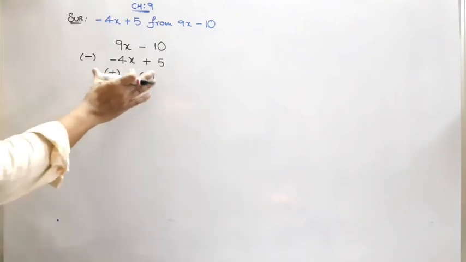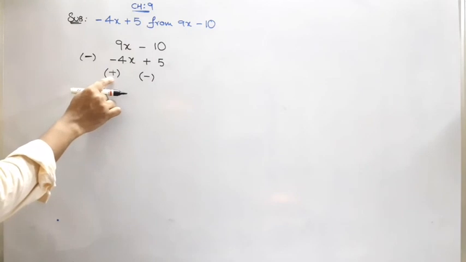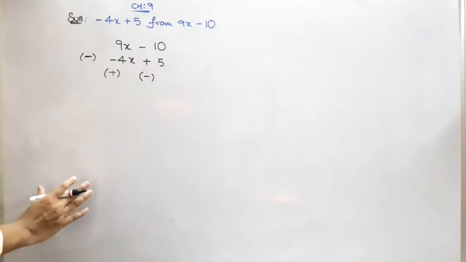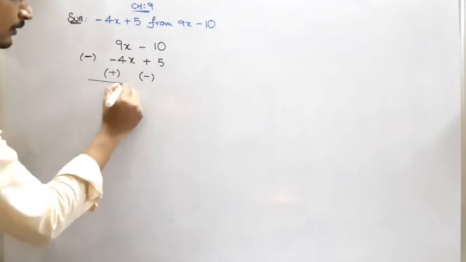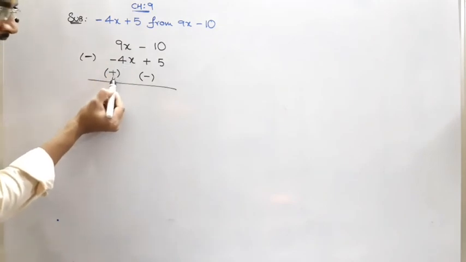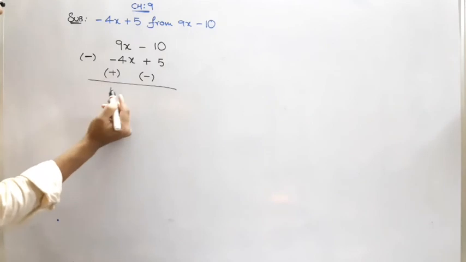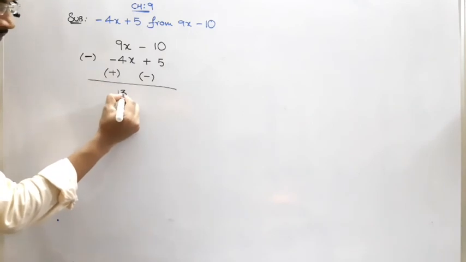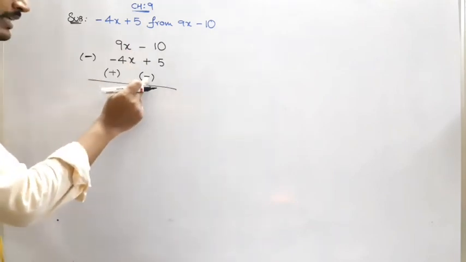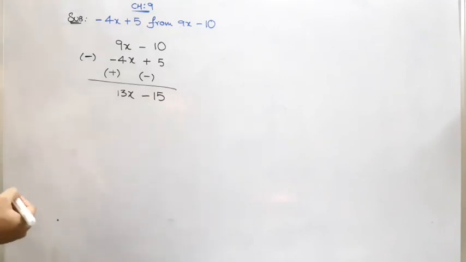So while we are doing subtraction, we won't consider minus 4x now. It is going to be plus 4x. And we won't consider plus 5. It is going to be minus 5. Then simply we can do the addition. Okay. So 9x plus 4x gives us 13x, minus 10 minus 5, total minus 15. Hope you are understanding, children.